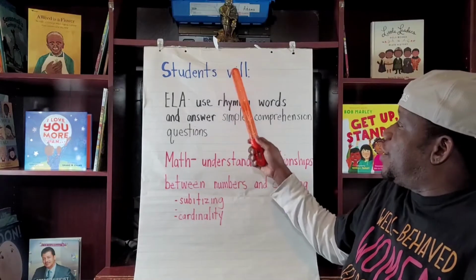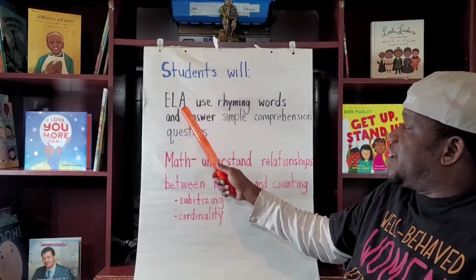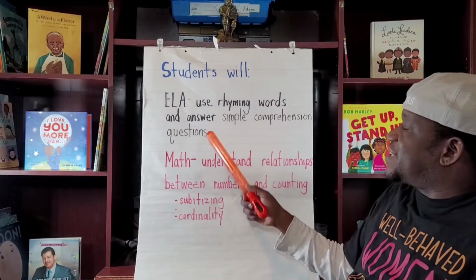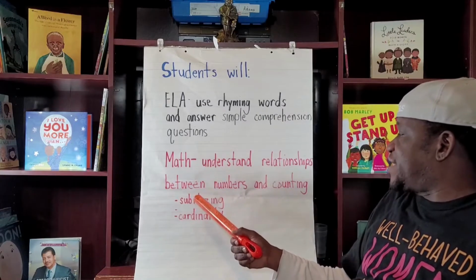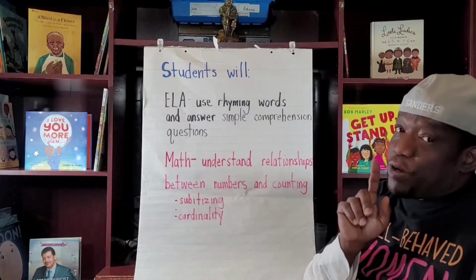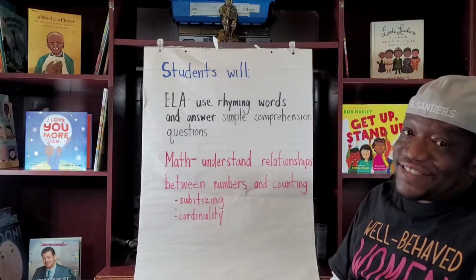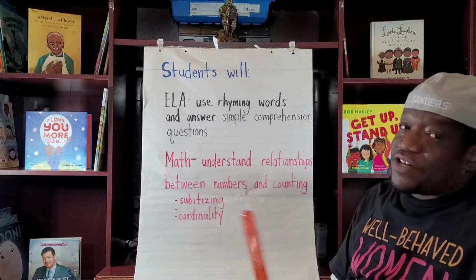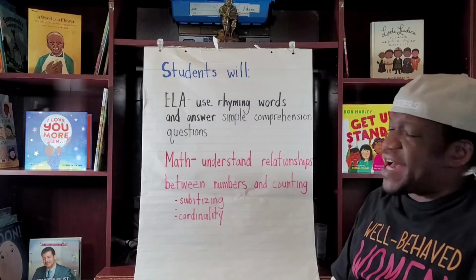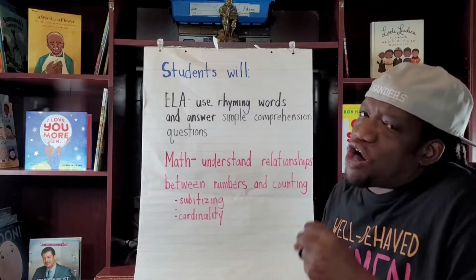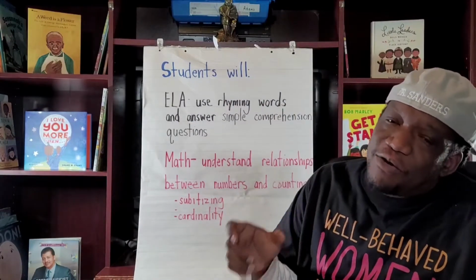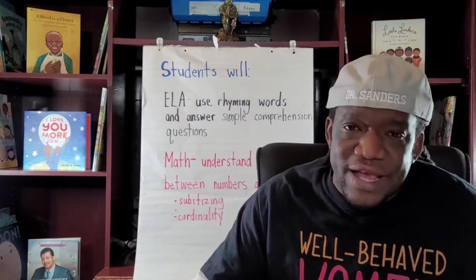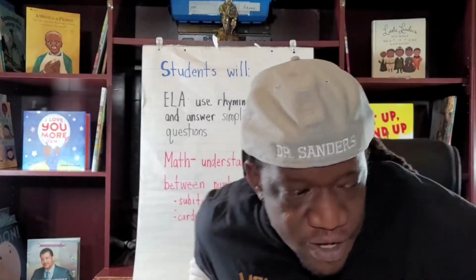This week, students will, in ELA, use rhyming words and answer simple comprehension questions. And in math, you will understand relationships between numbers and counting. We will talk about subitizing and cardinality. Subitizing is when I show you something, you automatically know what it is. If I show you that, it's 1. Cardinality is when you count, you remember the last number, which tells how many are in the set. We'll talk about that. But let's get started with some sounds.